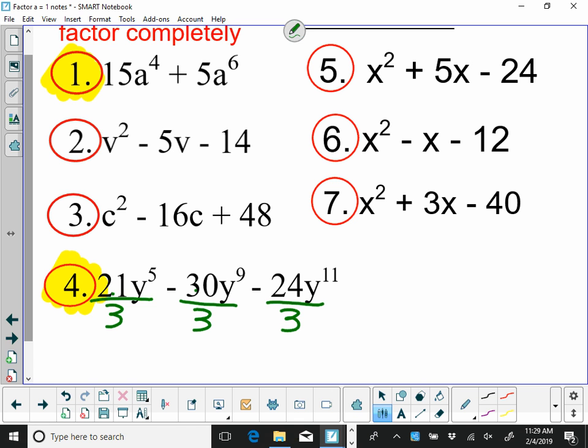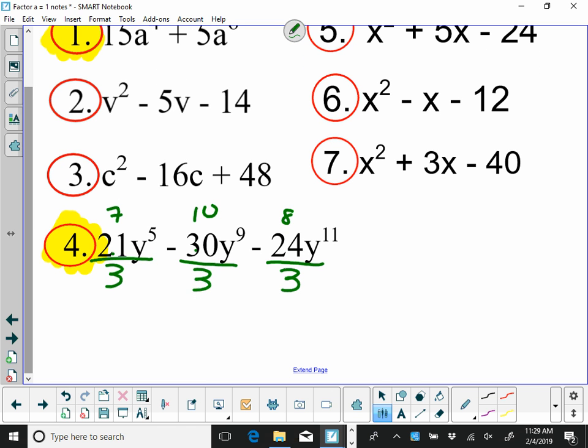Okay, that would give you 7, 10, and 8. Can anything go into all 3 of those? Nope, so you're good, right? If it could, though, you just know you didn't choose the greatest common factor, okay? And what do we do with our exponents when finding the greatest common factor?